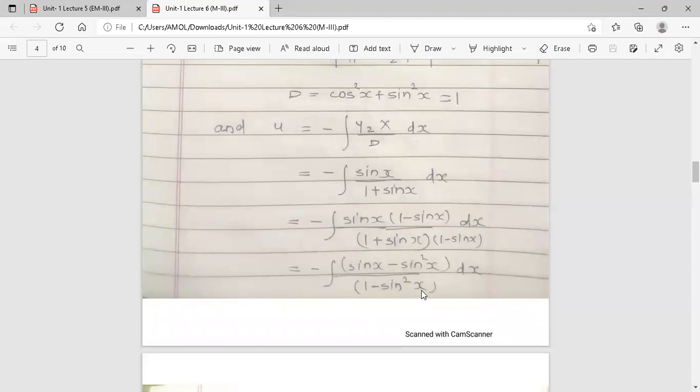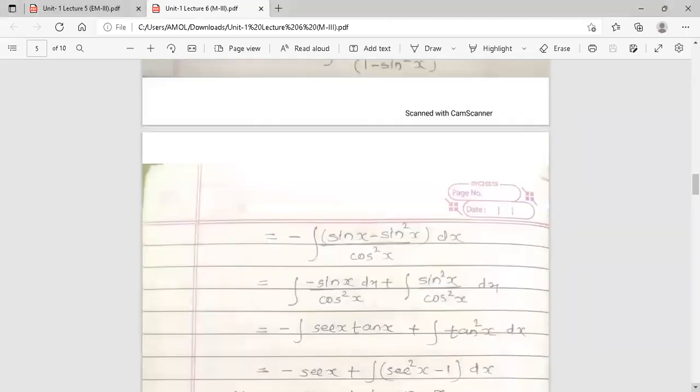So here the reduction is 1 minus sin square x. 1 minus sin square x is cos square x, because cos square x plus sin square x is 1. If we shift this sin square x to the other side, then 1 minus sin square x is cos square x. So you replace 1 minus sin square x by cos square x, and so the term is sin x minus sin square x upon cos square x. Now separate these two terms.